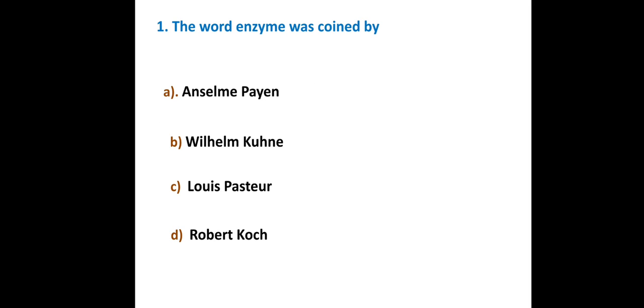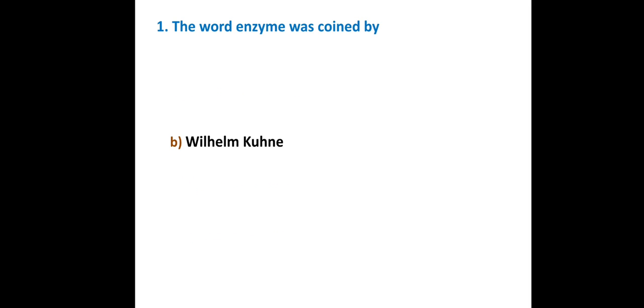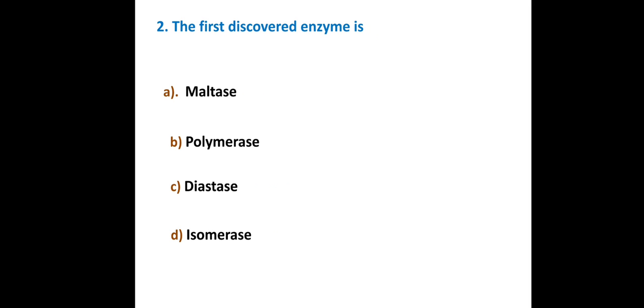The word enzyme was coined by Anselm Payen, Wilhelm Kuhn, Louis Pasteur, or Robert Koch? It was Kuhn who named enzyme. Enzyma means in yeast. The first discovered enzyme is maltase, polymerase, diastase, or isomerase? It was diastase.